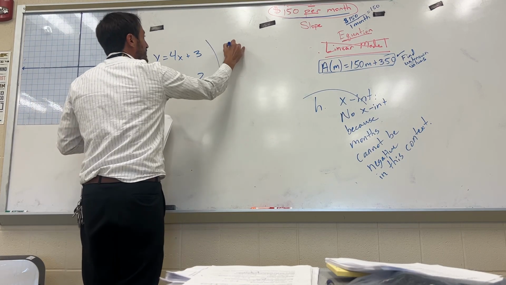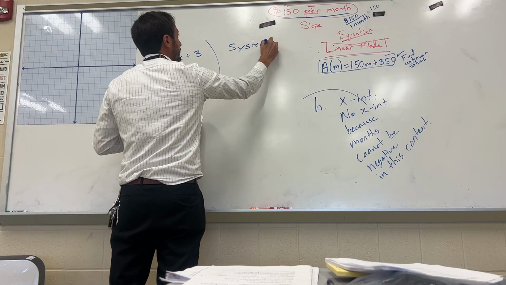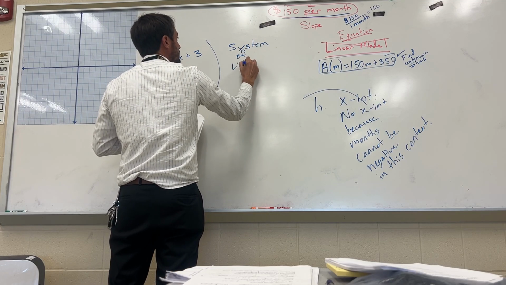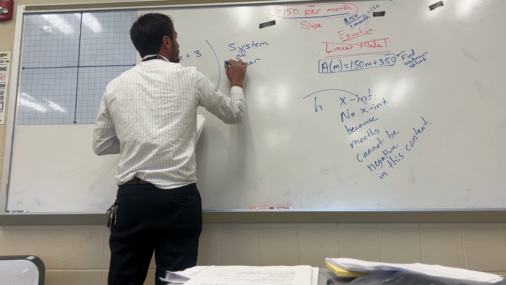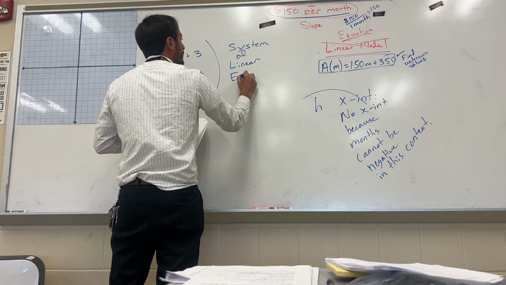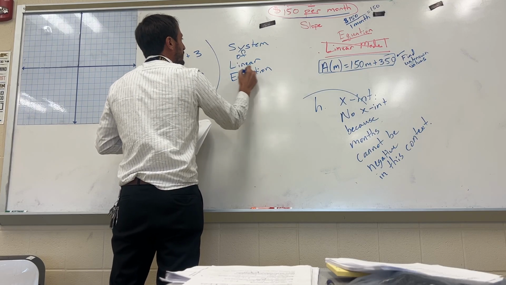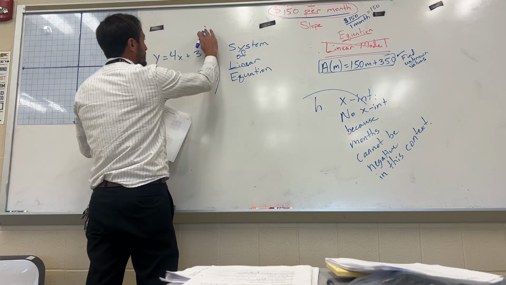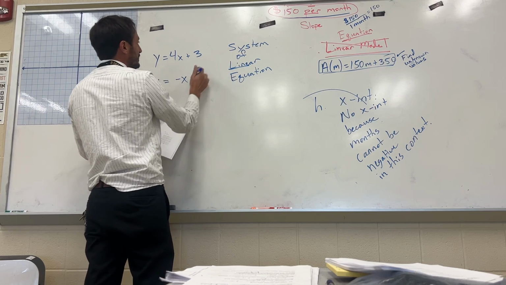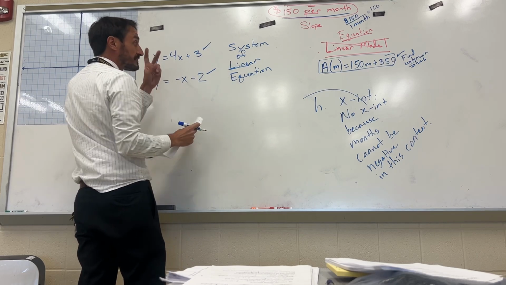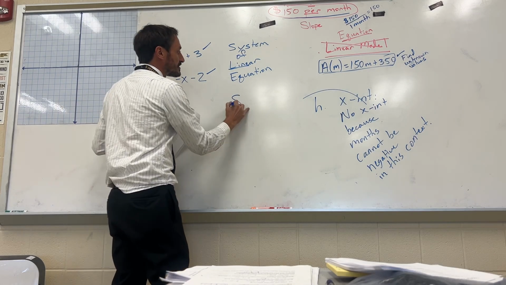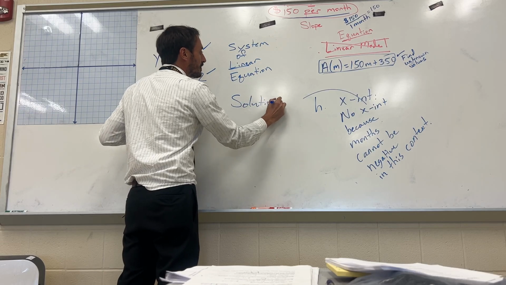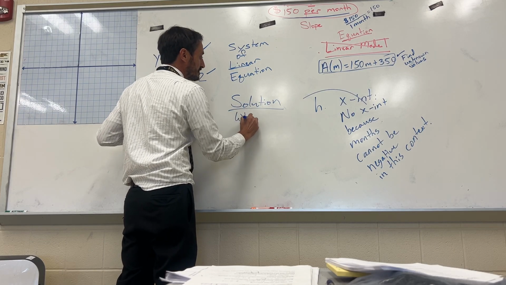We call this a system of linear equations. Why do we call it linear? Because it's a line, right? What are these? Each of these is an equation of a line. This is a line, this is a line. We have two lines, and the solution of this will be where the lines cross.